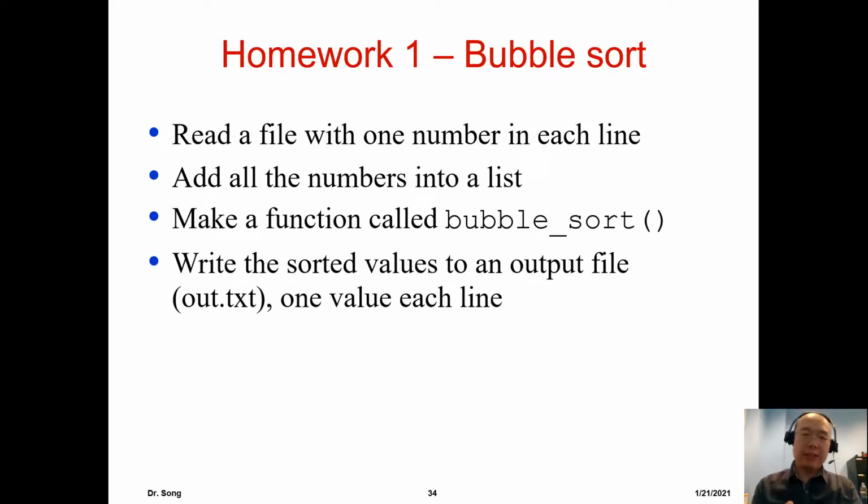So the question is like this: you want to create a function. This function is bubble sort, and it will read a file with one number on each line. So you are going to read in a big file of many numbers, one on each line, and add everything into a list. Then you make a function, and this function is bubble sort. It only takes the values and does the sorting. After the sorting, you also want to do an output. You want to write all the sorted values into an output.txt file, and the rule is again one value on each line.